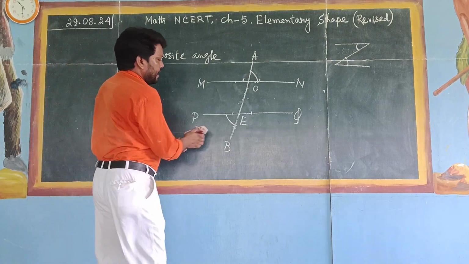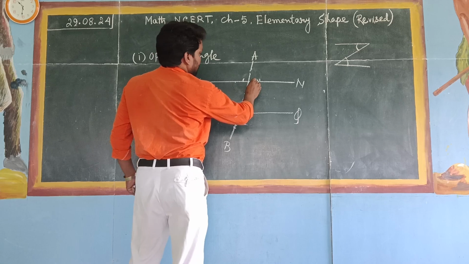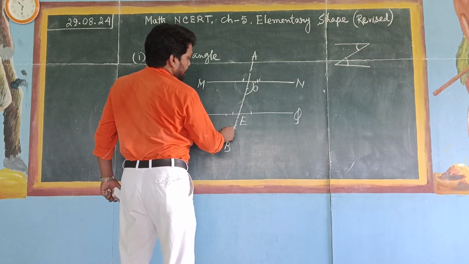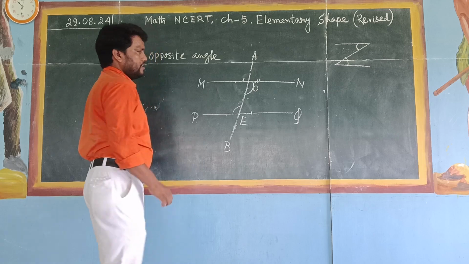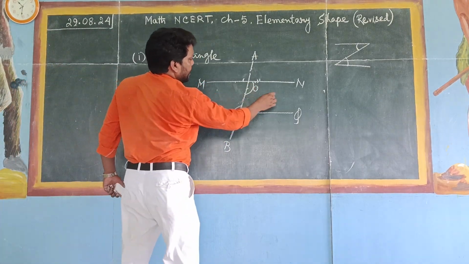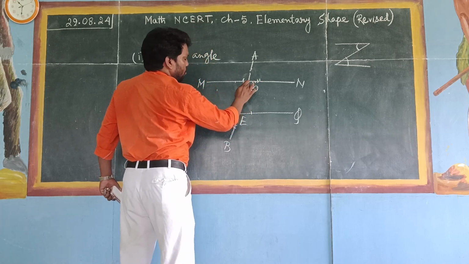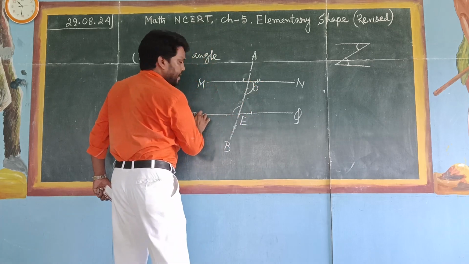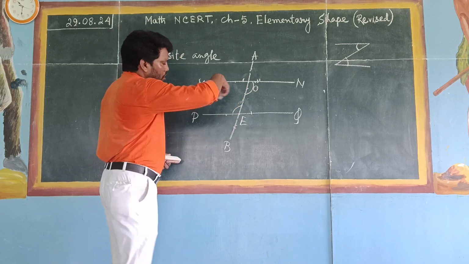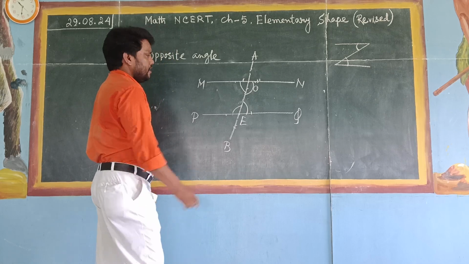Okay? Alternate angle, a Z-like structure. Next, suppose this angle is alternate to that angle. In a Z-like structure, alternate angle NOE is alternate to OEB or PEO. Alternate to the opposite side, this angle is alternate to that angle.